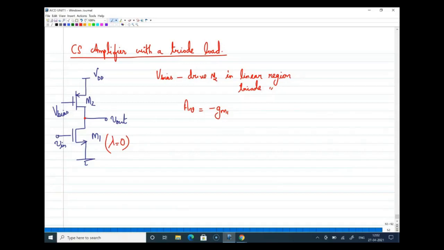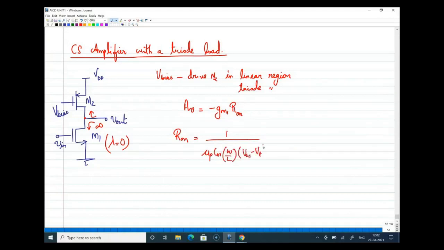What is GM? GM is the GM of the input transistor. That is why I wrote it as GM1. What is output resistance? Looking down, since lambda is 0, this is infinity. Looking up, it is the resistance of the MOSFET. So I can write minus GM1 into R on, where this R on is considered as the on resistance of the MOSFET when it is in linear region, and that can be written as 1 by mu p Cox W by L into VGS minus VT.